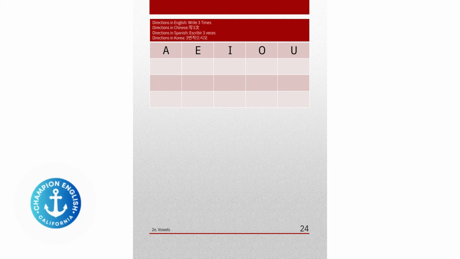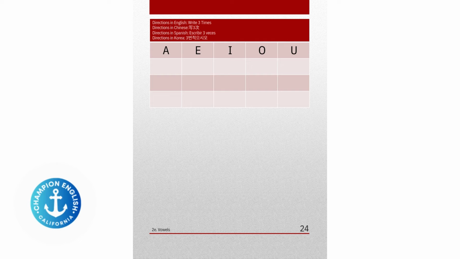Hello, students. This time we're going to go on to our vowels. Can you say that with me? Vowels. A, E, I, O, U. This is how we form words. We use consonants and blends with vowels and more consonants and more blends to make a word, like cat.